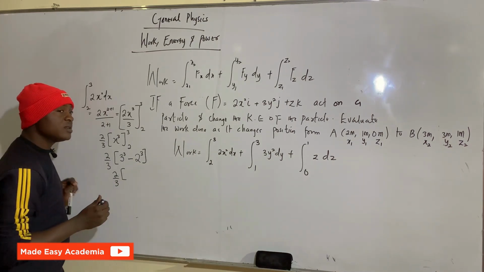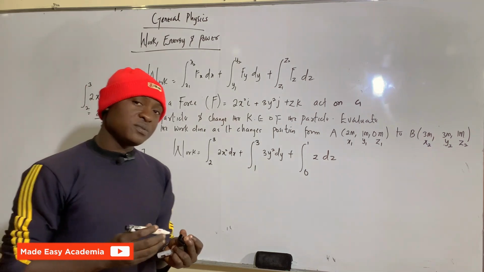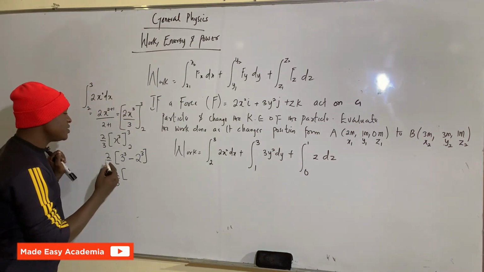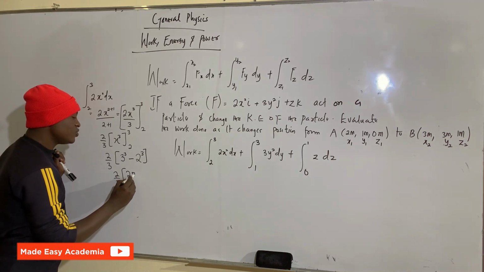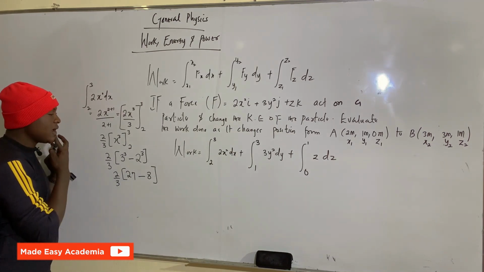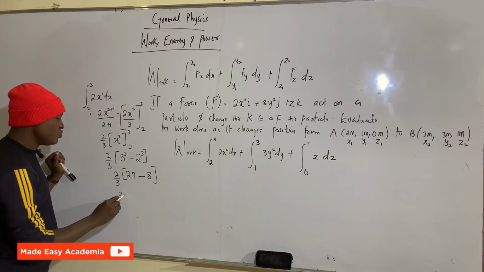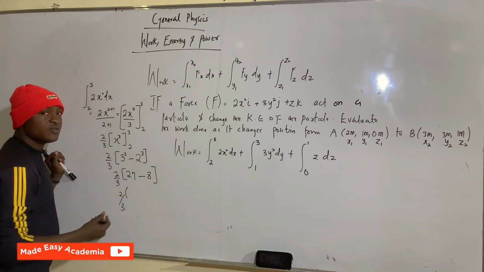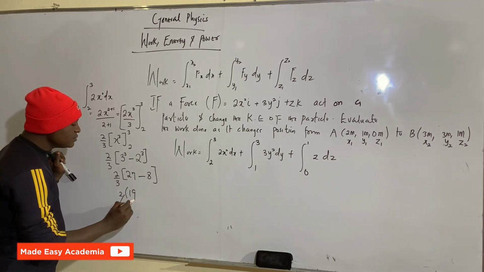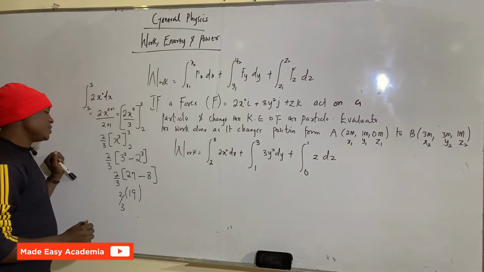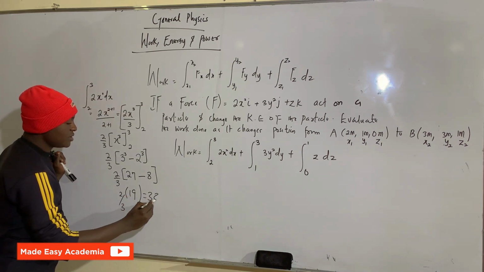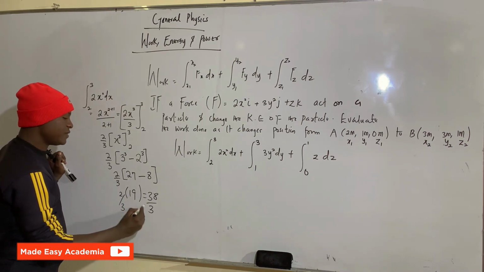So 3 cubed. Is it 9? Can we say 9 for 3 cubed? And of course, 3 cubed simply means we multiply 3 three times. So 3 times 3 times 3, and we have 27. So minus 2 cubed, of course, we are going to have 8. So here we have 2 over 3. 27 minus 8. What are we going to have there? Yeah, 19. Good. So here now we have 2 times 19, this one can just be 38 over 3.